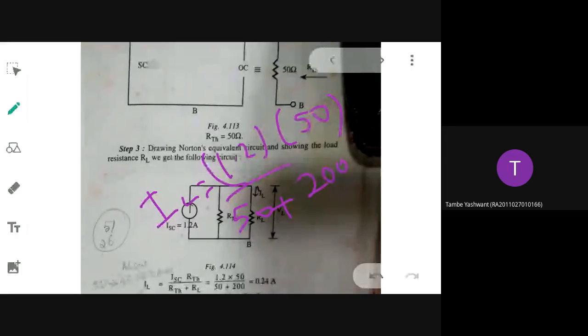Ma'am, it is 0.24 ampere now. 0.24 is the answer, in amperes. Okay, all right. This solves the problem. This is a simple problem. Ma'am, 0.24 ampere is the answer.